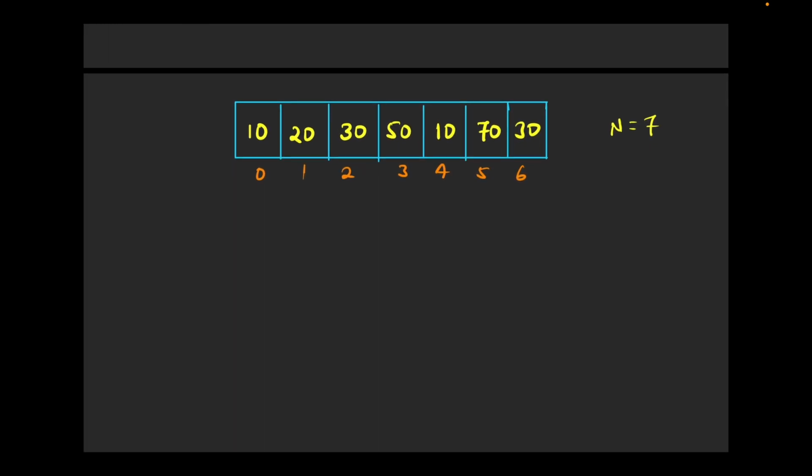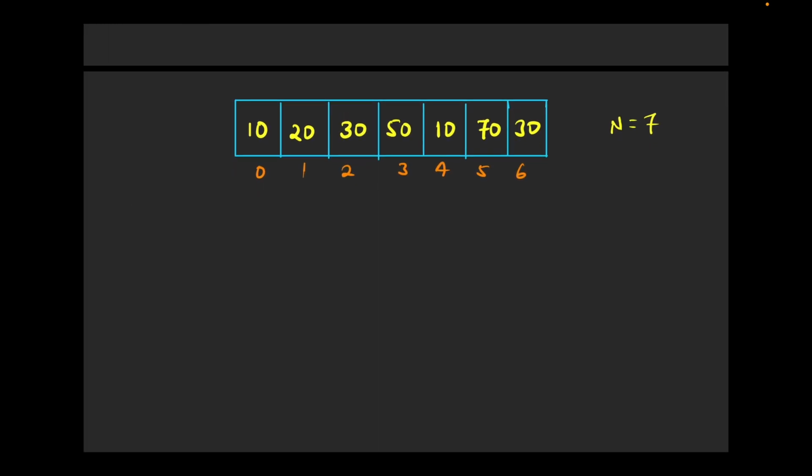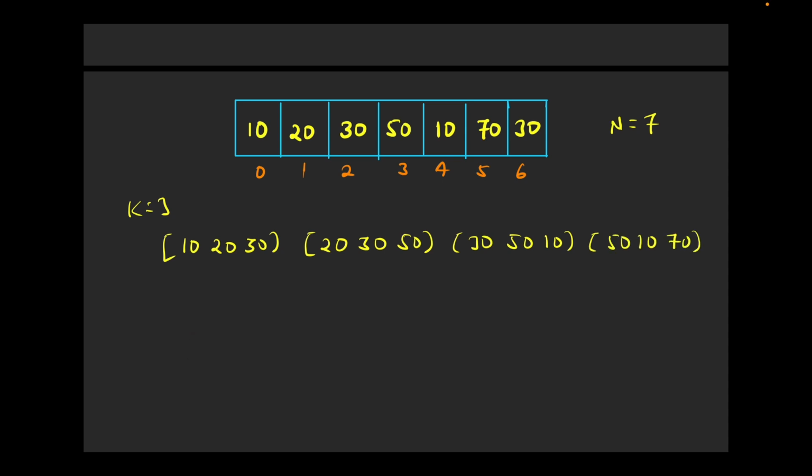So I have given one array, and let's take an example. The window size is 3. So what are the different subarrays of size 3 we can get? We can have 10, 20 and 30. This is one subarray. We have 20, 30 and 50. We have 30, 50 and 10. We have 50, 10 and 70, and we have 10, 70 and 30.